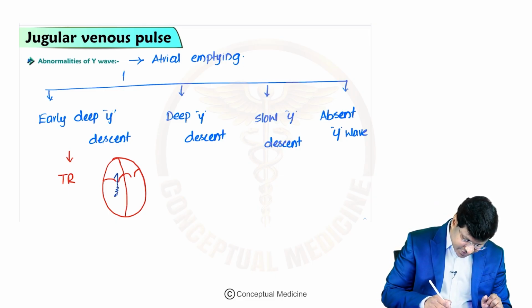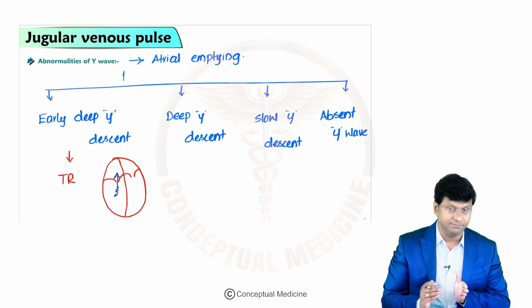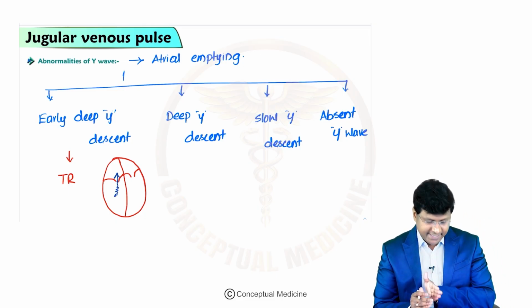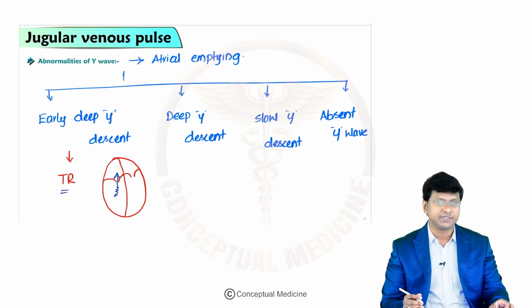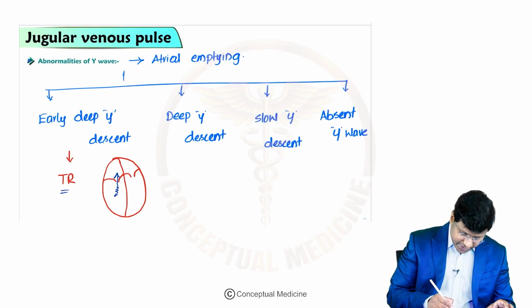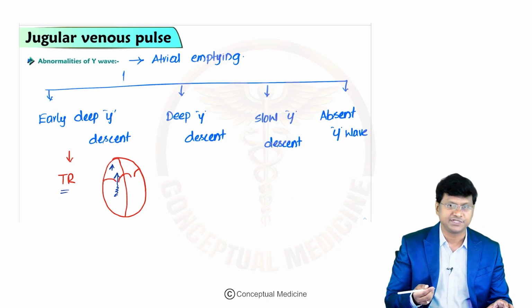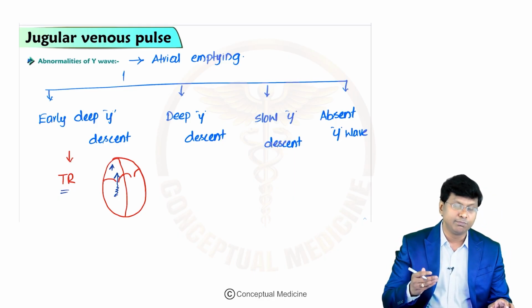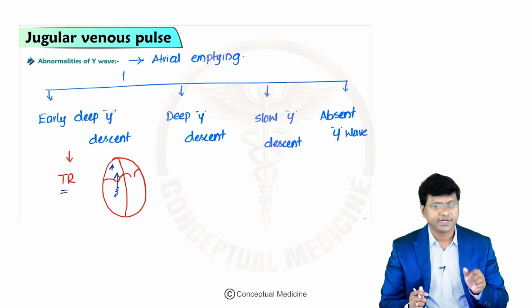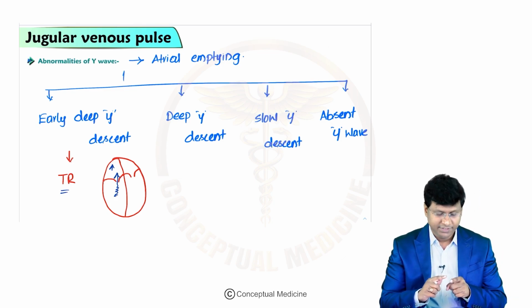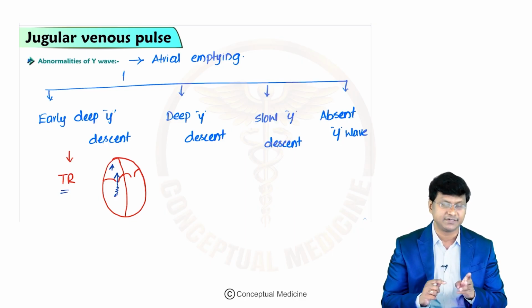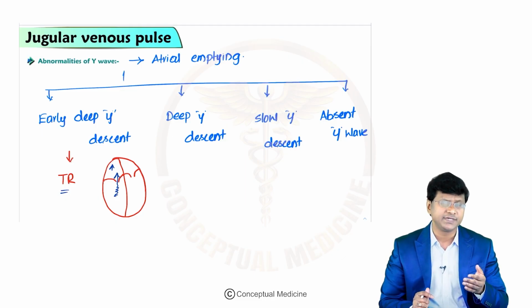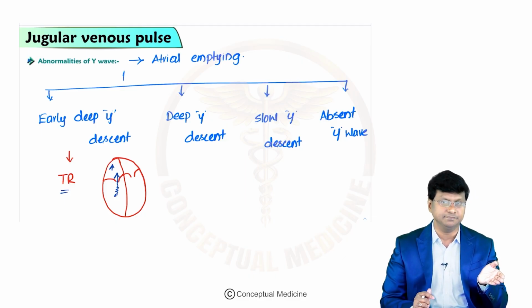So in case of tricuspid regurgitation, what did I tell you just now? When the right ventricle is contracting, some blood enters into the pulmonary artery and some blood enters into the right atrium. So in the right atrium, what will happen to the pressure rise? The pressure rise will be more than normal, right? Because the right atrium has received the SVC blood, the IVC blood, and also the regurgitant blood. So right atrial pressure has increased earlier than the normal time.